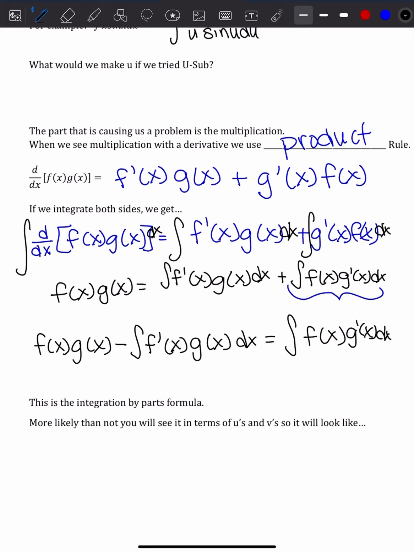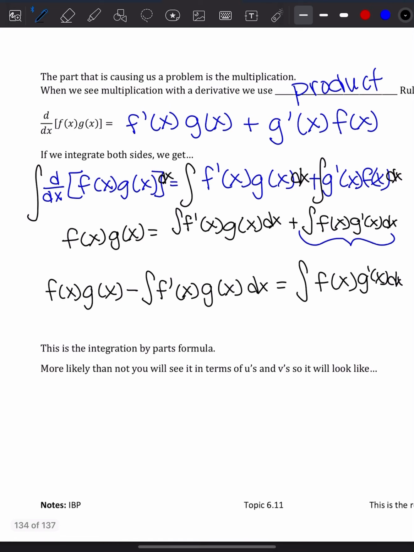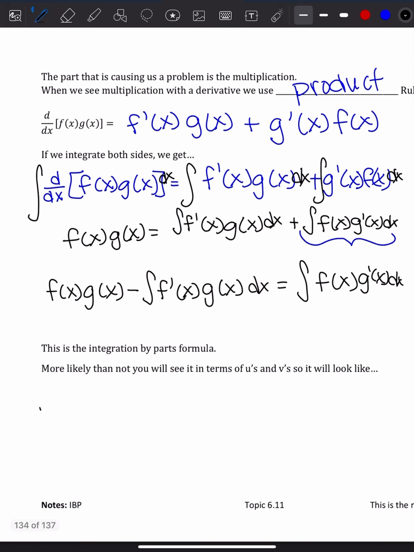So we're going to change this into u's and v's because it looks a little bit nicer. It looks a little bit more compact when we use u's and v's. So we have the integral of u dv. So when we have u dv, that's the same thing as f of x g prime of x dx. The difference is all of our g prime of x dx, this is dv.